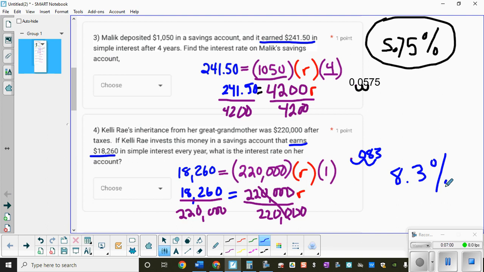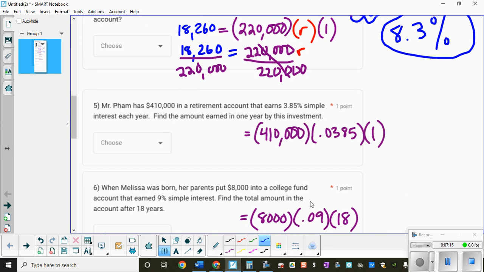So these are ones that I'm expecting a lot of people to need to watch for, just because some of us were unsure of what to do to try to find the rate. But anytime that happens, you just multiply the principal times time, and then you just divide both sides by that number. All right, cool. Now we're on number 5.